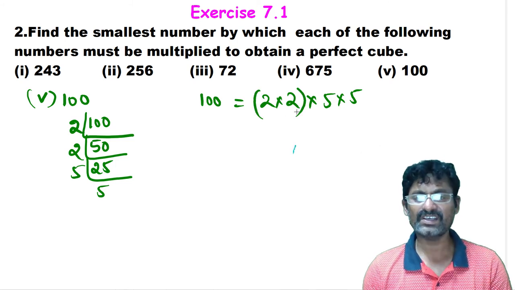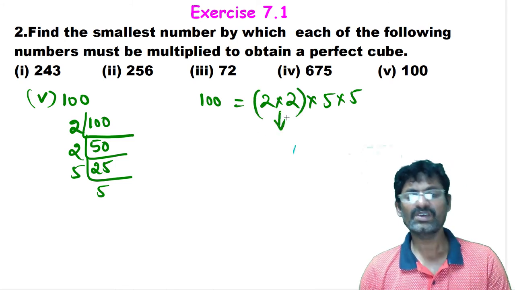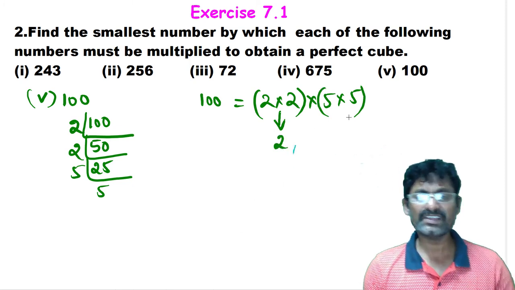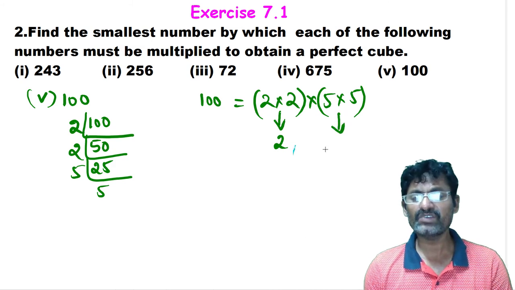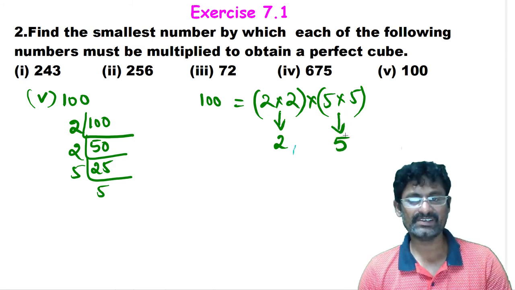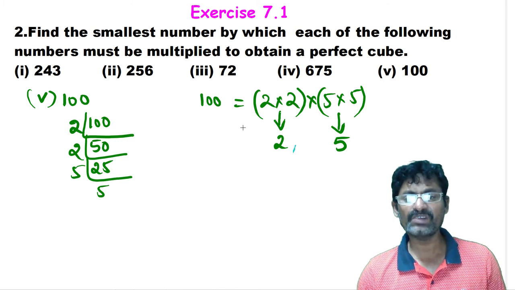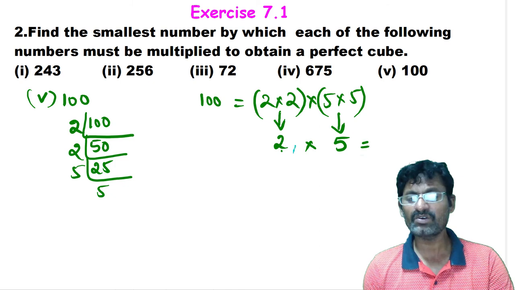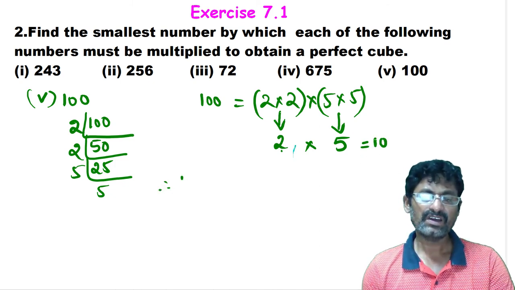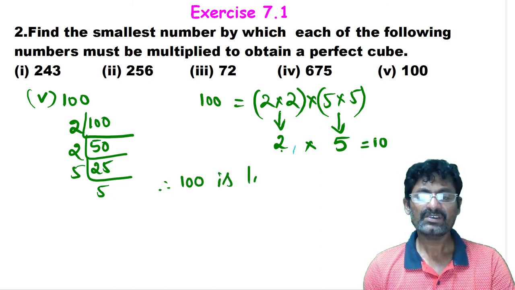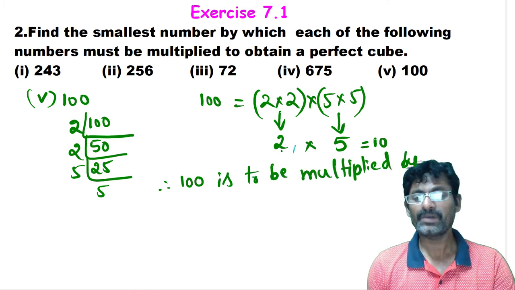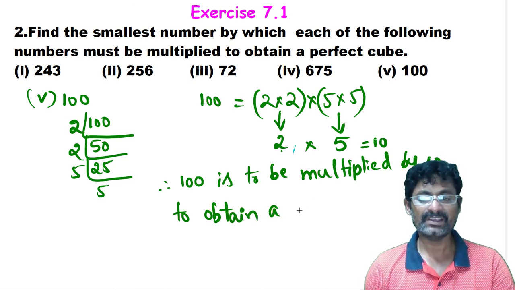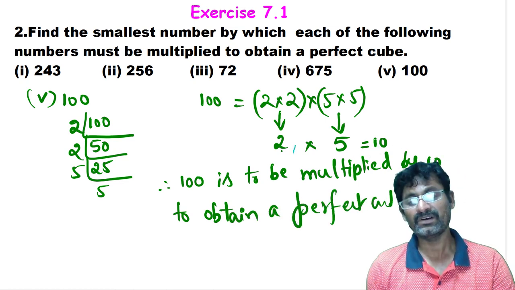So observe first here. Here we have two 2's. We need a triplet, means we need additionally one more 2. So here in the second case, we have two 5's. Here we need one more 5 to get a triplet. So 100 is to be multiplied by 2 as well as 5. So 2 into 5, that is equal to how much? 10. So therefore 100 is to be multiplied by 10 to obtain a perfect cube.